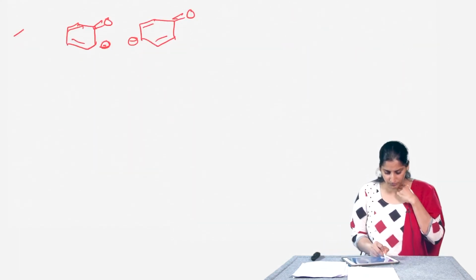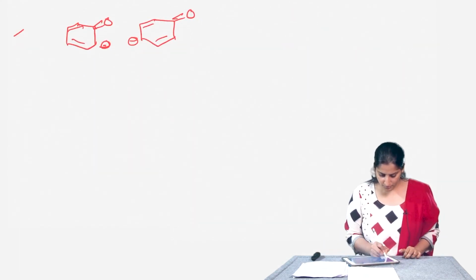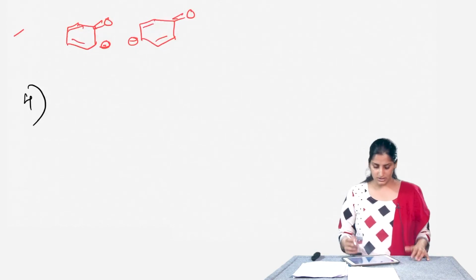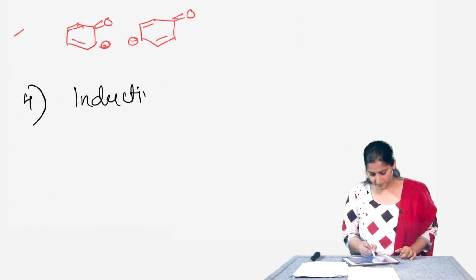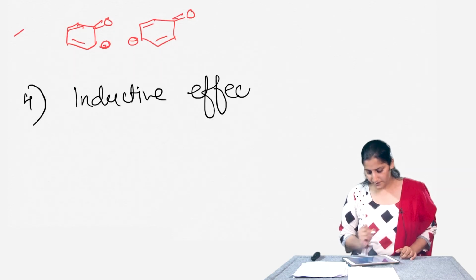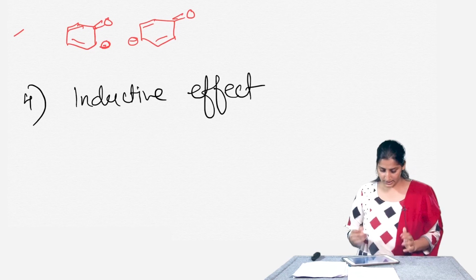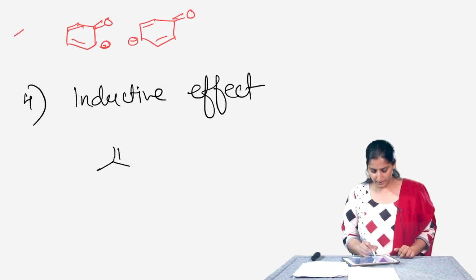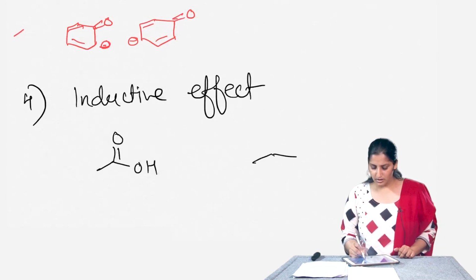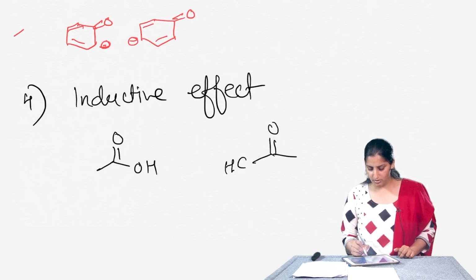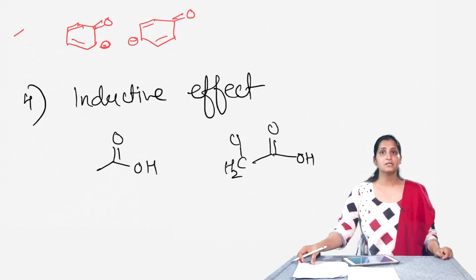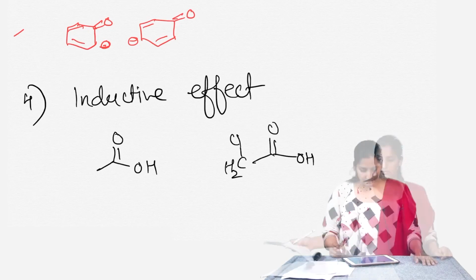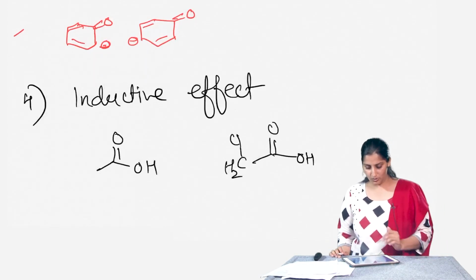Okay. So, the fourth phenomenon that we are going to see, which is very often seen, is called an inductive effect. In the case of inductive effect, let us take two examples. I have acetic acid and I have chloroacetic acid. Okay, so, one of the hydrogens on that methyl group is now replaced with a chlorine. So, now I have acetic acid, chloroacetic acid.